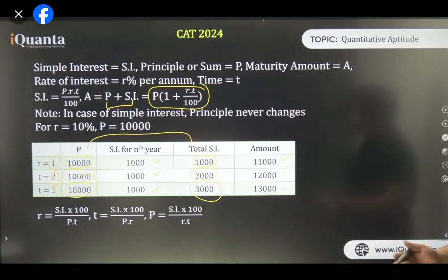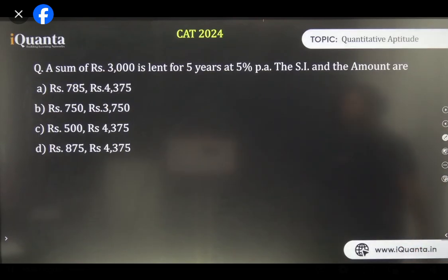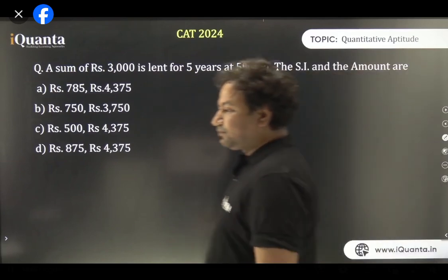Let us solve the questions, and after that, automatically things will be crystal clear to you guys. So let's do the first question. A sum of rupees 3,000 is lent for 5 years at 5% per annum. Find the SI and the amount, by amount I mean maturity amount. We have 4 options here.